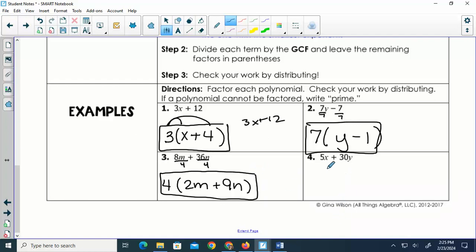If I look at number 4, can I take out any variables? No, because they don't match. So number-wise, what could we take out? All right.